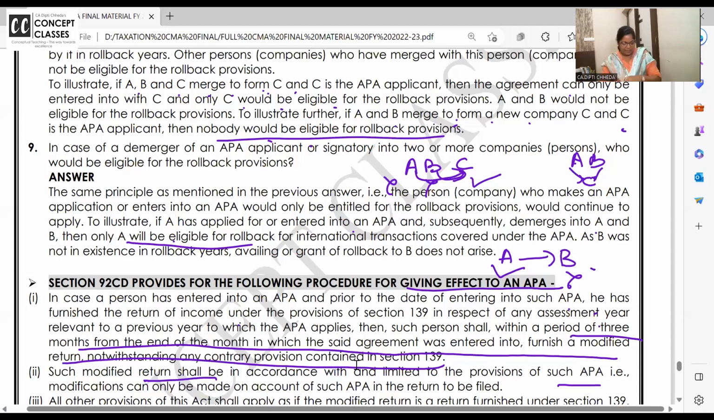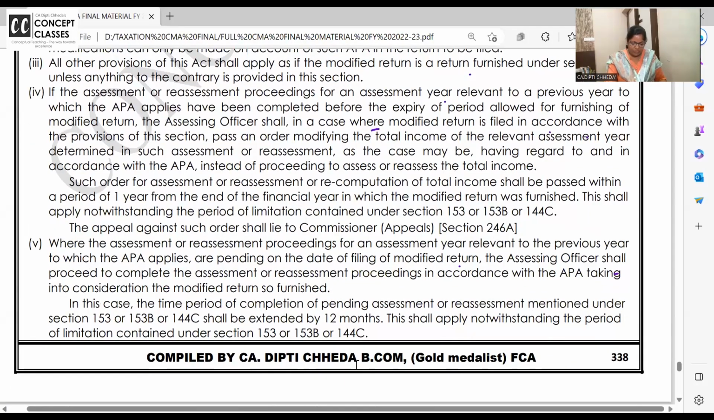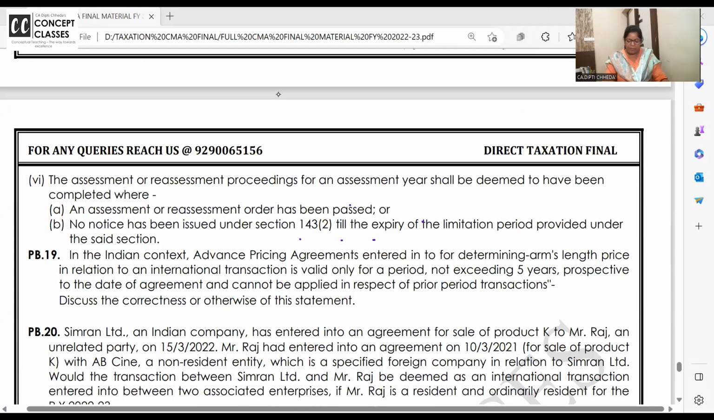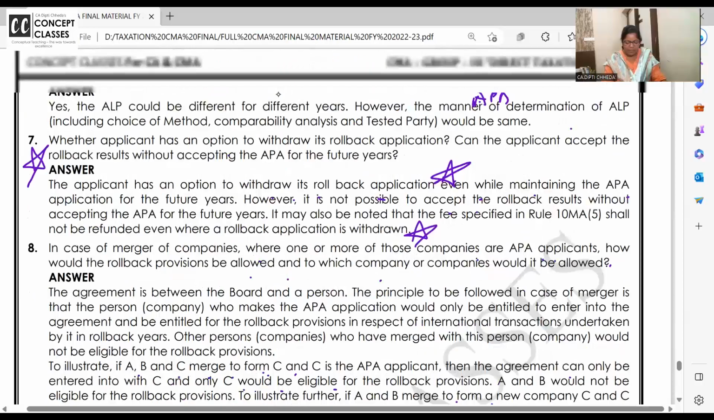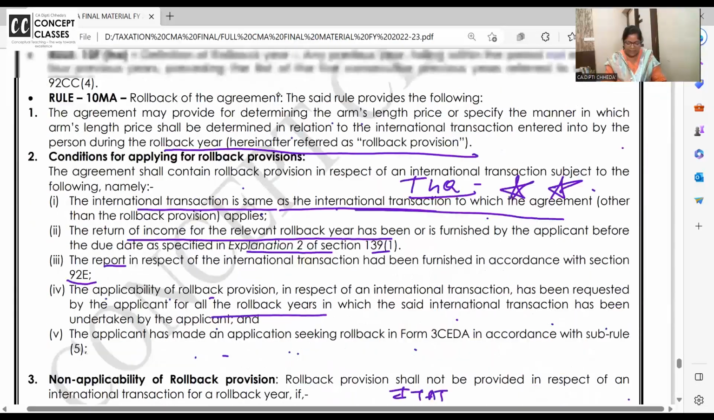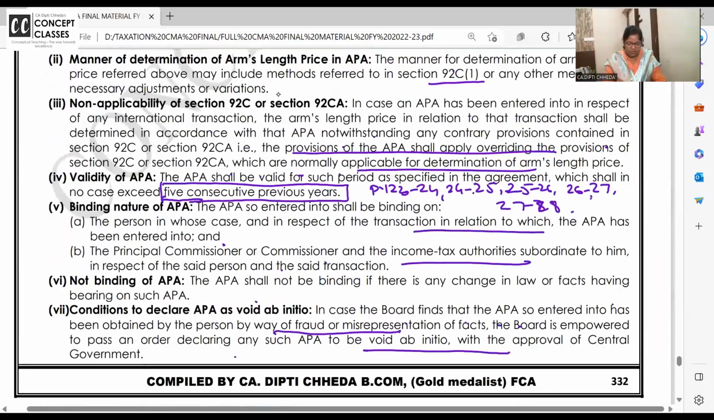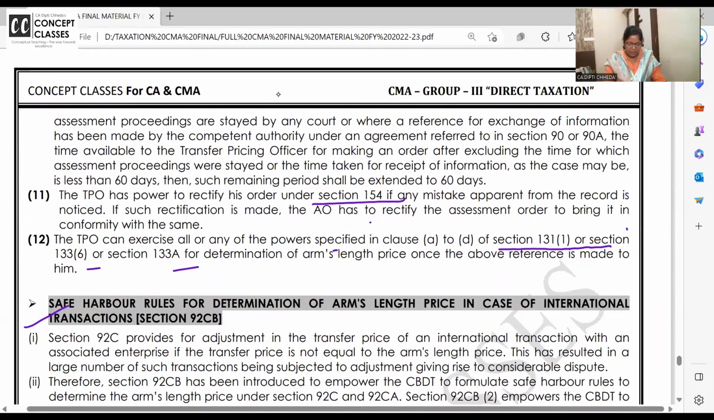I'm not able to share the screen. So this is all about rollback. Let us do some questions related to this. And one more aspect is there. Sorry, I missed. Come back. Rollback done, advanced pricing agreement done. There was also a small logic with all the methods, which I missed in the beginning.